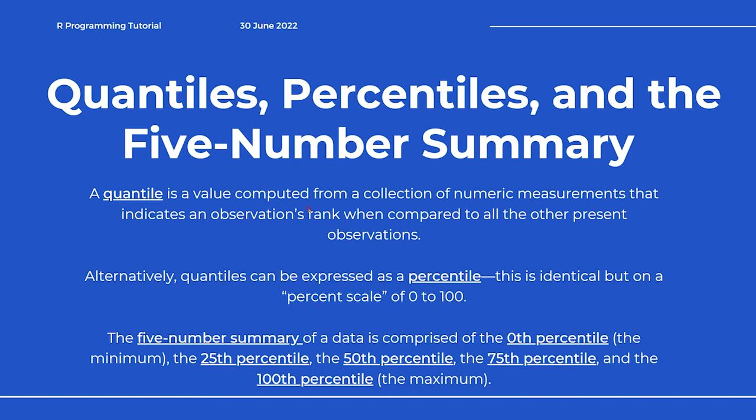The five-number summary always consists of the 0, 25th, 50th, 75th, and 100th percentiles, where the 0 percentile is the minimum, the 25th percentile is the first quartile, the 50th percentile is the median, the 75th percentile is the third quartile, and the 100th percentile is the maximum. So I hope you understand that concept. It's pretty easy, I guess.